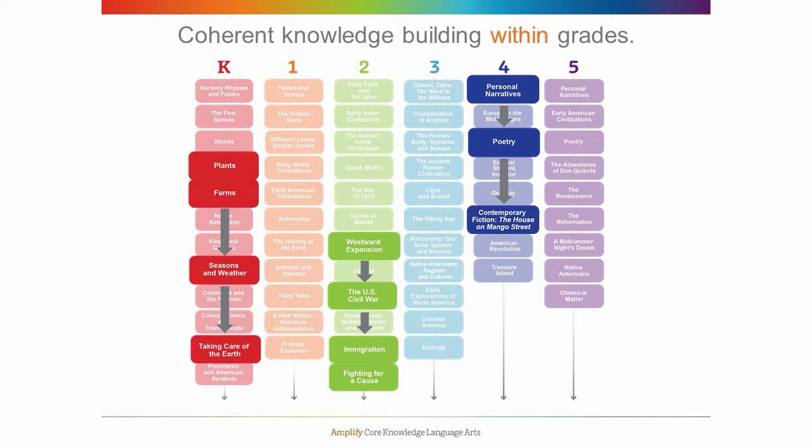But let's look at this example, and let's take kindergarten as an example. You can see that in kindergarten, this particular scope and sequence introduces kids to different domains or different topics throughout the year of kindergarten. We're going to introduce this idea of plants. After we do that particular theme or unit or domain, then we're going to introduce the idea of farms. You can see how between those two units, we're going to start to build their content knowledge and their vocabulary and their interaction with that text.